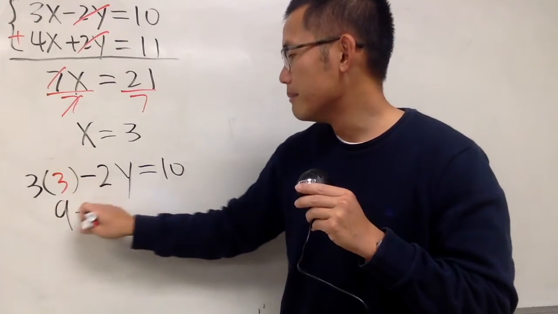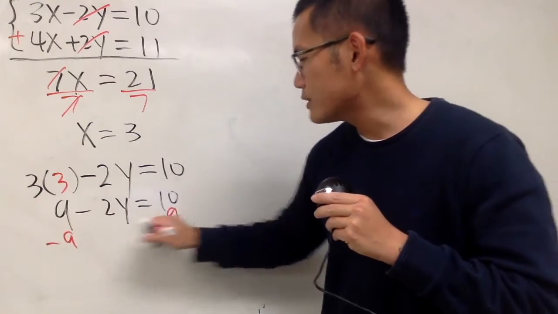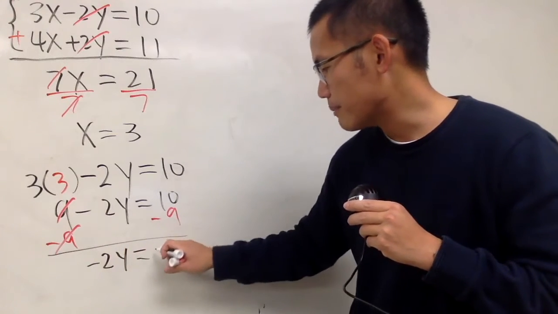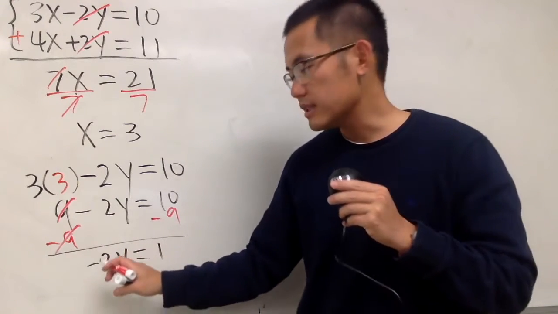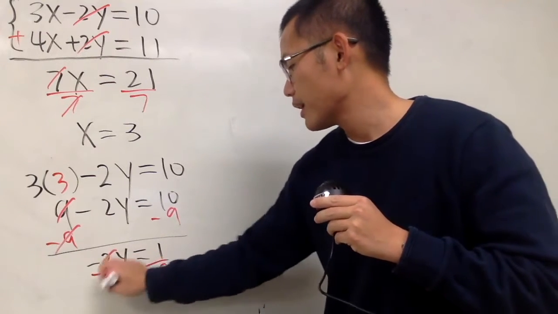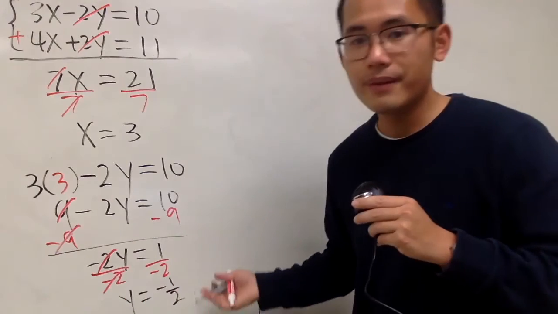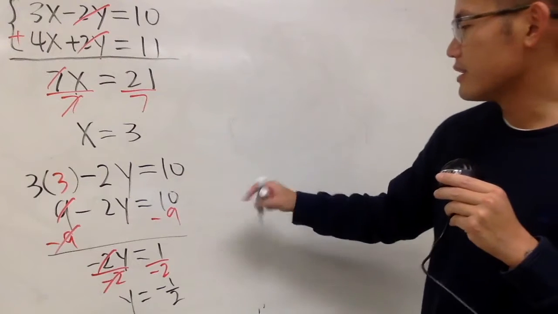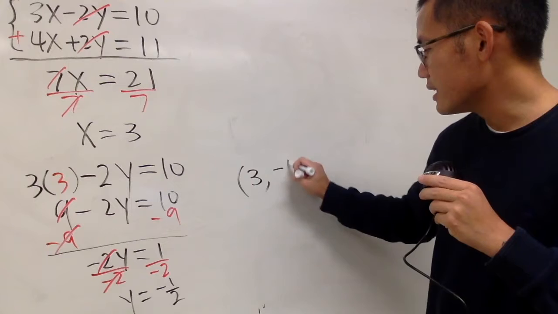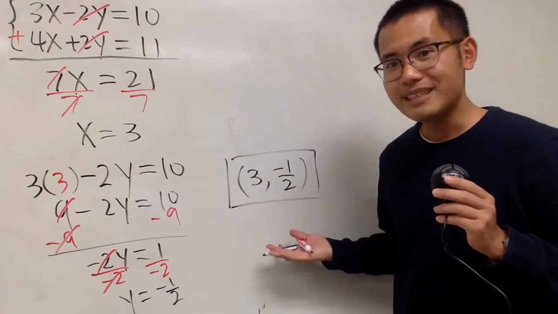This is 9 minus 2y equals 10, minus 9 on both sides, and we have negative 2y equals 10 minus 9 is 1. And remember, this is negative 2 times y, so we will have to divide both sides by negative 2. Finally, we are saying that y is equal to negative 1/2, right? So this is the answer. I'll just put this down here for you guys. The x is 3, and the y is negative 1/2, just like this. And that's it.